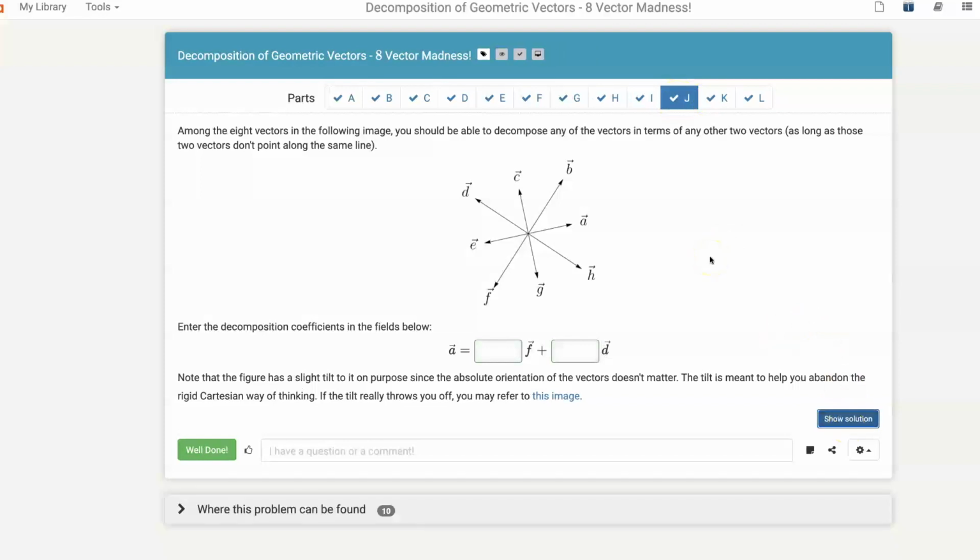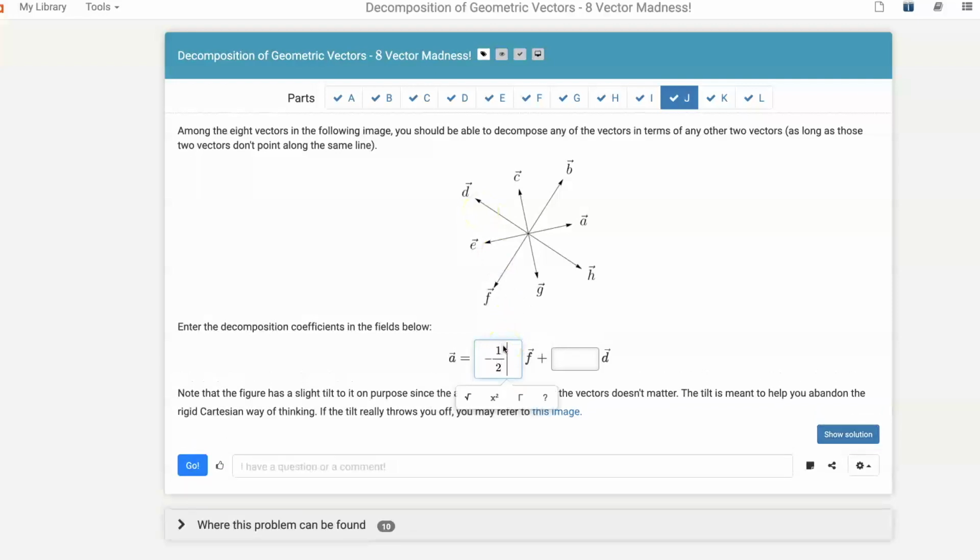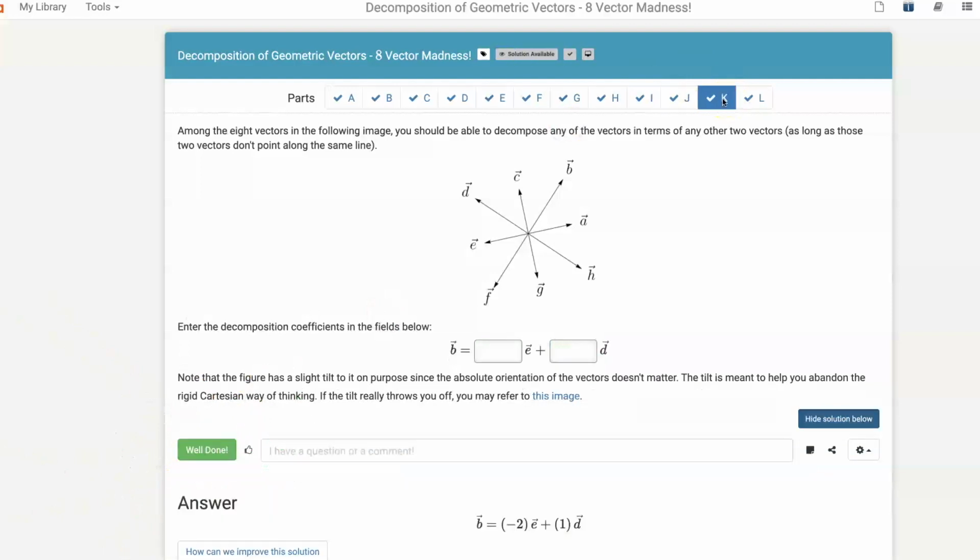J. In J, we have to express A as a linear combination of F and D. Well, we've already done a problem exactly like this. It's a similar configuration, but just in a slightly different orientation. Submit. There you go. We've done this one before in a slightly different arrangement.